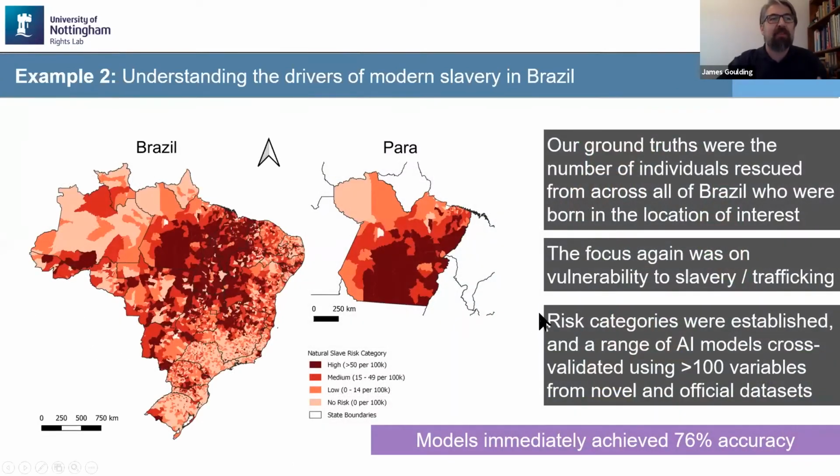And so from that, we categorize 3,600 municipalities across the country with slavery risk from those ground truths, and then use the AI models with these proxy data sets again to try and understand exactly what it is that's meaning people in certain areas are ending up in slavery. And we were really surprised as soon as we started creating this ongoing work, we were getting high accuracy rates. So the proxy data sets can give you good indications.